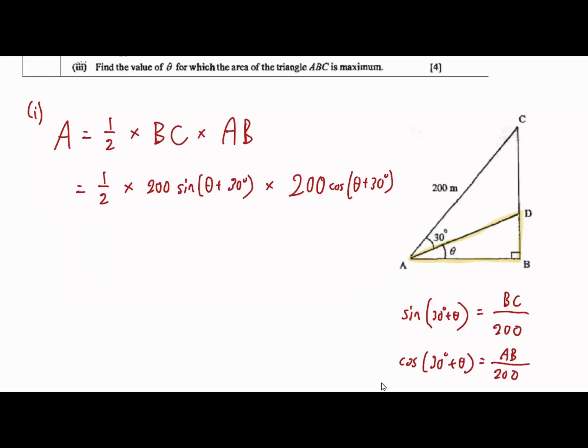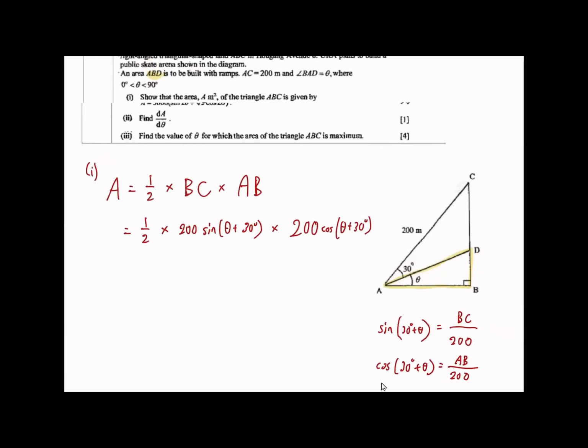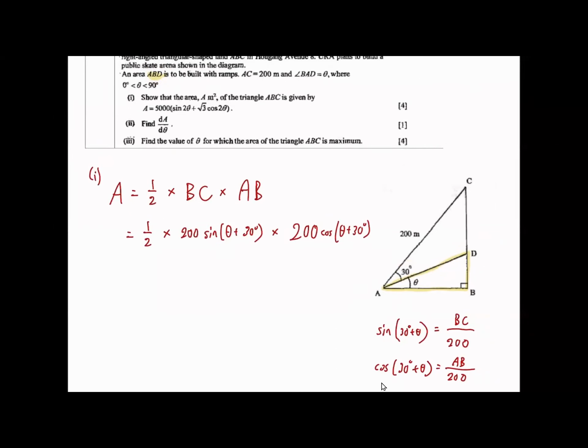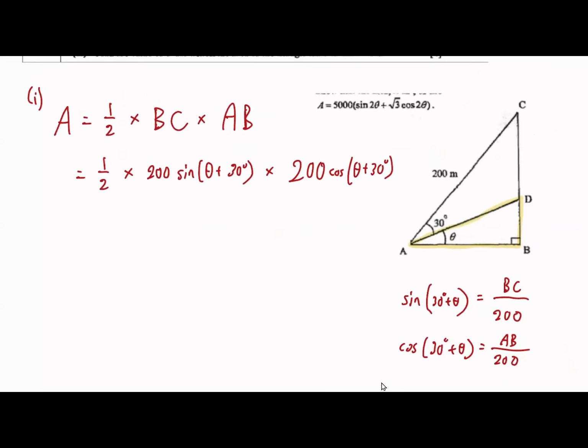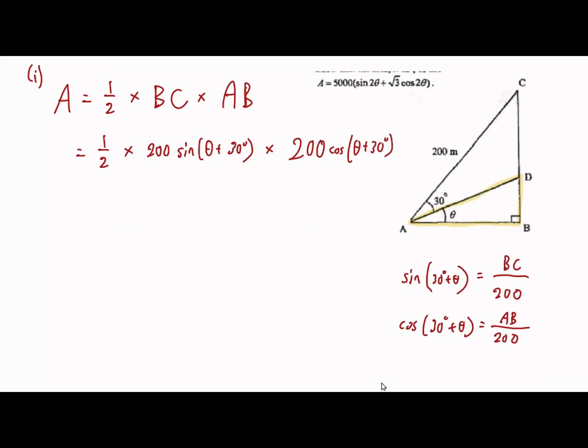Okay. Remember the goal first. Let's just copy down the objective: 5,000 times sine of 2 theta plus square root 3 cosine 2 theta. Yeah. Square root 3 sound familiar? Oh, square root 3. Where have I seen that number before? How is it related to 30?